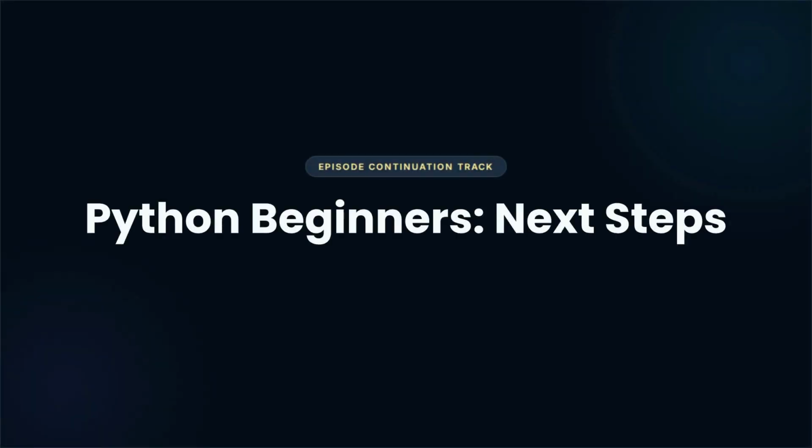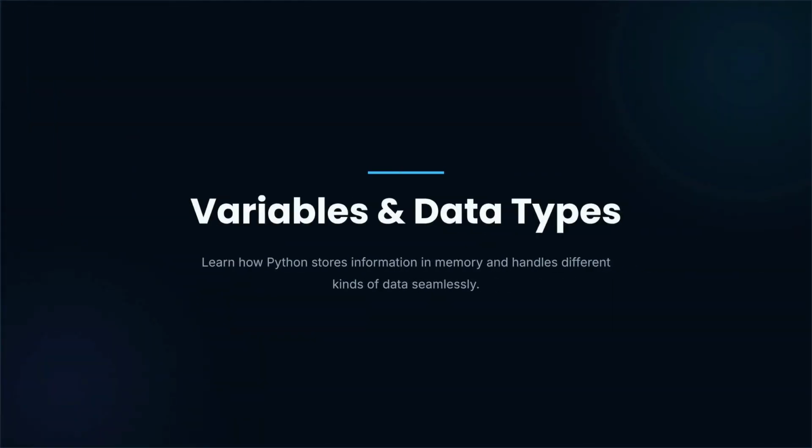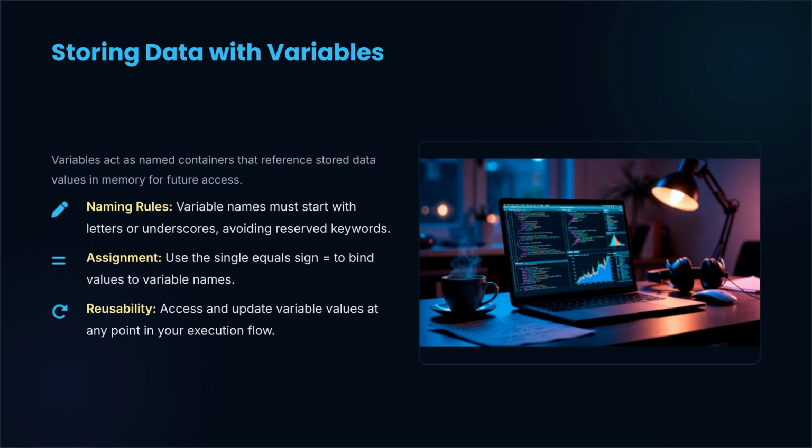In this video, we continue our journey by mastering variables, core data types, conditional branching, and loops using real Python code. First, let's explore variables and data types. You will learn how Python stores information in memory and how it handles different kinds of data seamlessly. Variables act as named containers for stored data. Remember to follow naming rules, use the assignment operator, and take advantage of the ability to reuse or update values as needed.